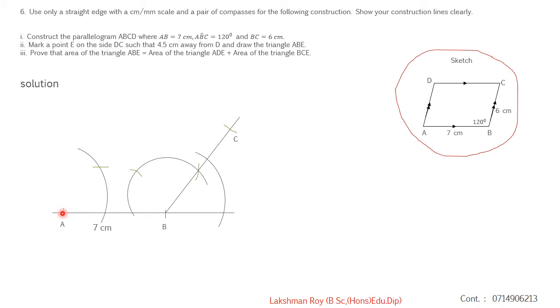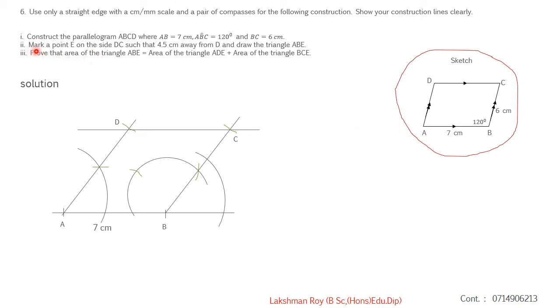If you join point A and this new point, then you get a parallel line to BC, right? You know, in a parallelogram opposite sides are equal, so this side is 6 centimeter, this side also 6 centimeter. So you can take 6 centimeter on the pair of compasses and mark it. So that is point D. Now you found point D, you know point C, then you can join these two points and you get the parallelogram ABCD, right? So that is part number 1.